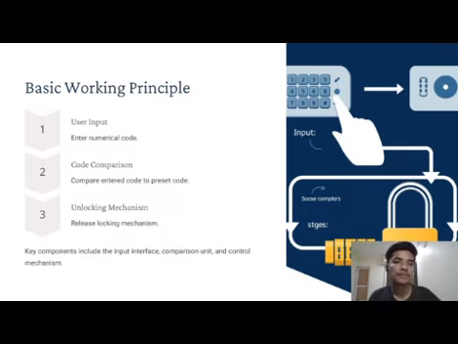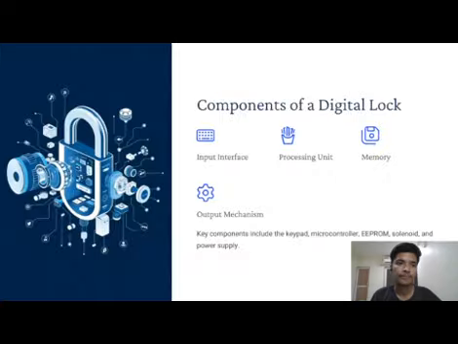So next is basic working principles. First is user input. The user enters the input code. Second is code comparison. So compare the entered code to the preset code. Third is unlocking the mechanism. So it is the locking mechanism, and if it is the same as the preset code, then it will unlock. So key components include the input interface, comparison unit, and control mechanism.